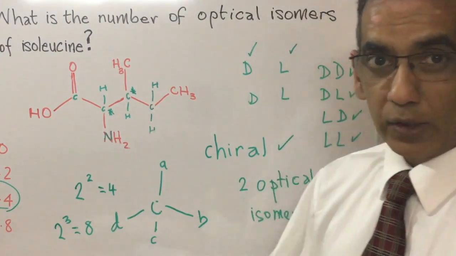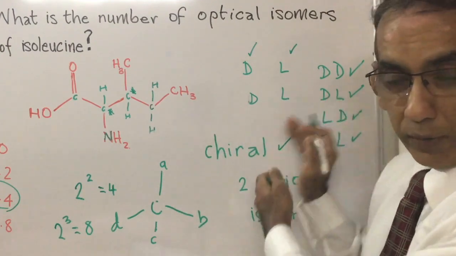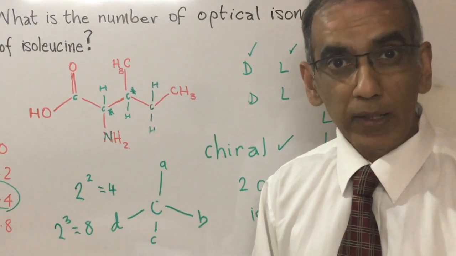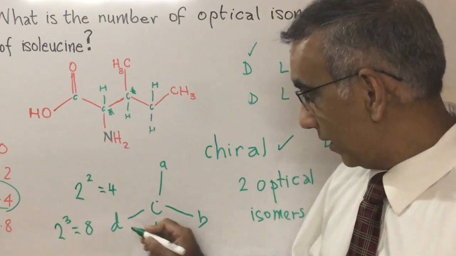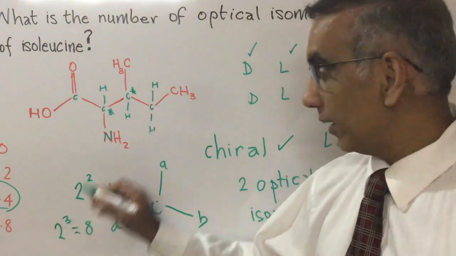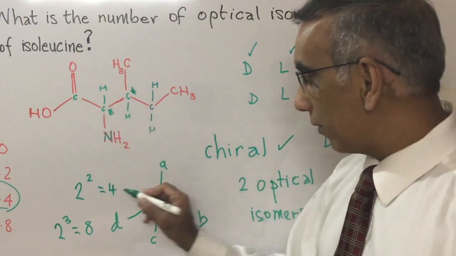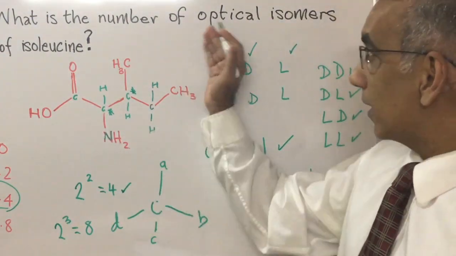If you want, you can try that out if you have three chiral centers and look and see how many combinations you would get. But you would expect to find 8 if you have three chiral centers. And for this question, with the two chiral centers, 4 optical isomers.